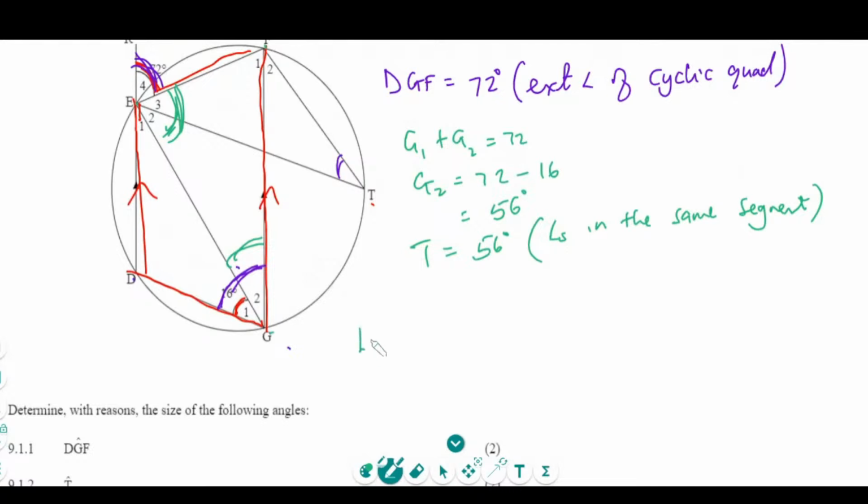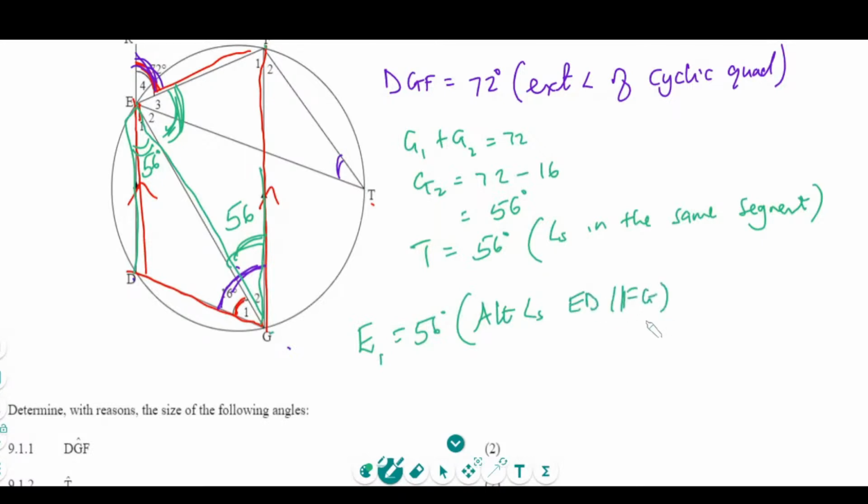Let's do that. So we can see that E1, what is this angle? Anybody? E1 is 56. What is the reason? They are alternate. So if this is 56, even this one is going to be 56 because they are alternate angles. These lines are parallel. So E1 is 56 degrees. You tell us these are alternate angles because ED is parallel to FG.